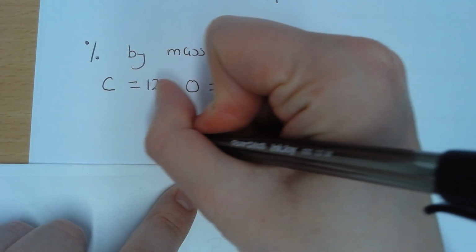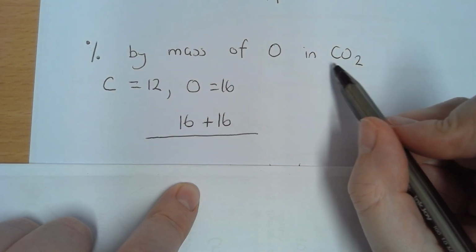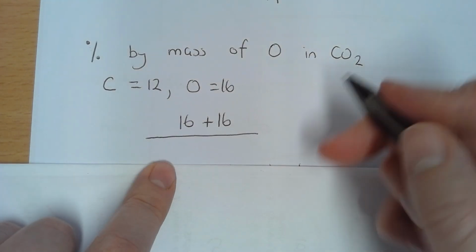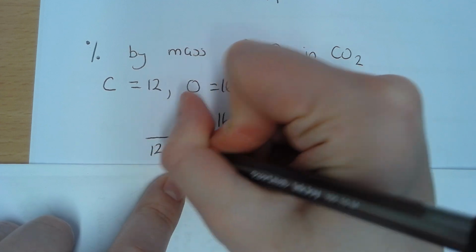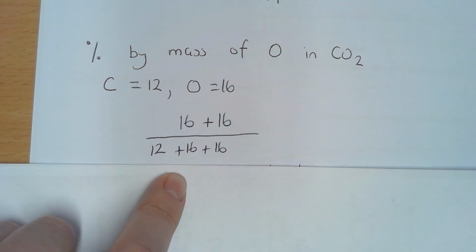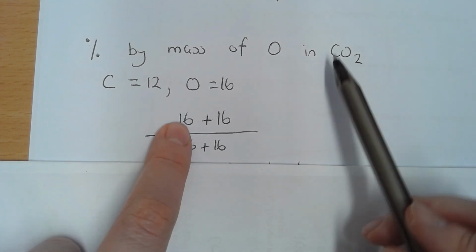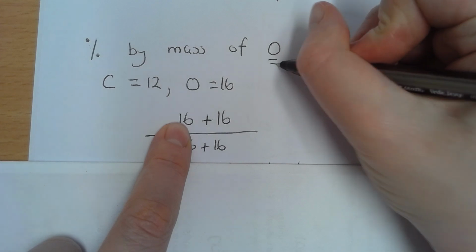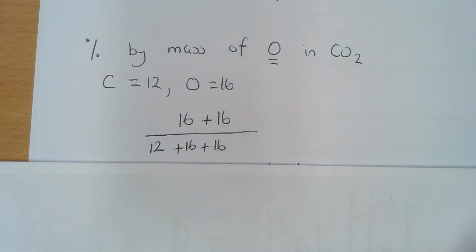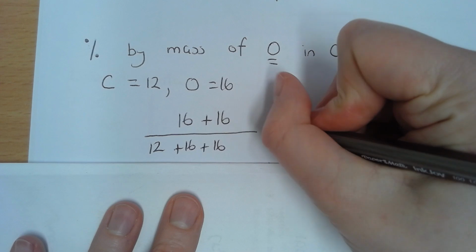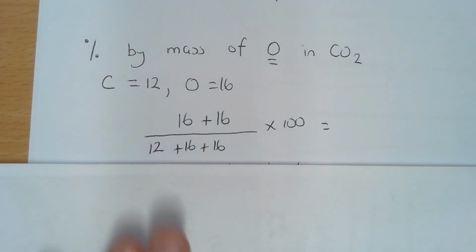On the bottom line, I'm going to do the formula mass of the whole thing. So I've got a carbon and I've got 2 oxygens. So bottom line, formula mass of the whole thing. Top line, just the element they ask you about. In our case, it's oxygen. Then you times that by 100.